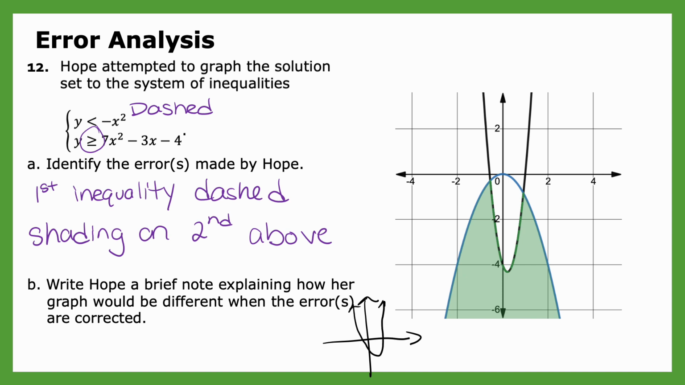Okay, so if we know her parabolas are correct, so it looks something like this. That's a terrible little sketch. We want to be above the black, but below the blue, so our shading would just be in the middle here.